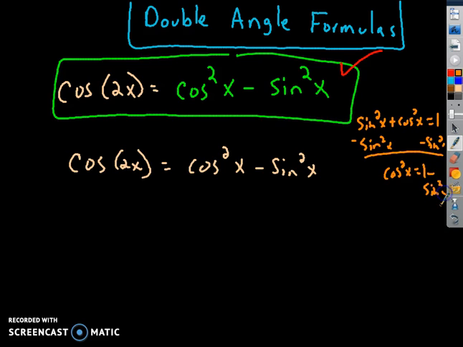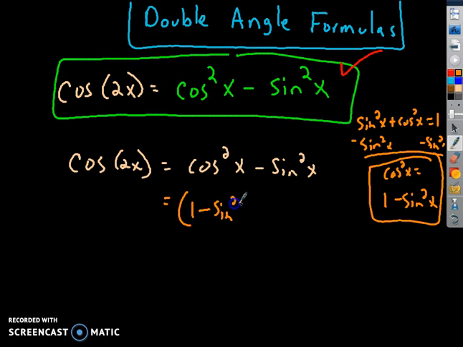All right, it's kind of hard to see, but I'll make it look better. 1 subtract sine squared x is what cosine squared x is equal to. So everywhere I see cosine squared x, I can substitute it. So if I took this, I replace cosine squared x with 1 subtract sine squared x. I subtract sine squared on the end. I wind up with this expression.